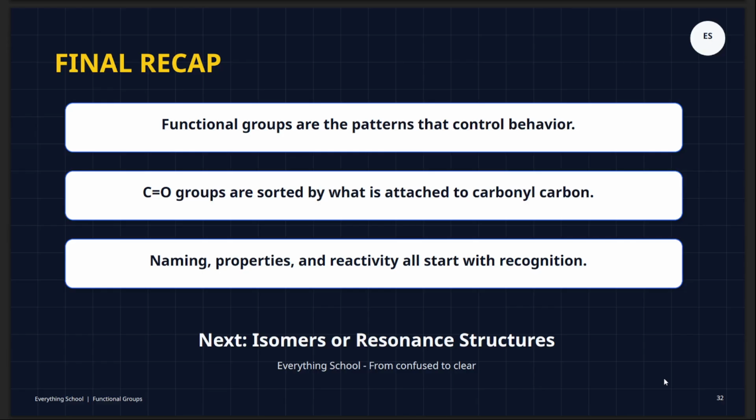Final recap. Functional groups are the patterns that control how organic molecules behave. They affect naming, physical properties, and reactivity. Carbonyl groups need special attention because they all contain a carbon double bonded to oxygen, but they are sorted by what is attached to the carbonyl carbon. The best strategy is simple. Circle heteroatoms, find carbonyls, inspect attachments, then check double bonds, triple bonds, and aromatic rings. Do not memorize randomly. Recognize the pattern first.